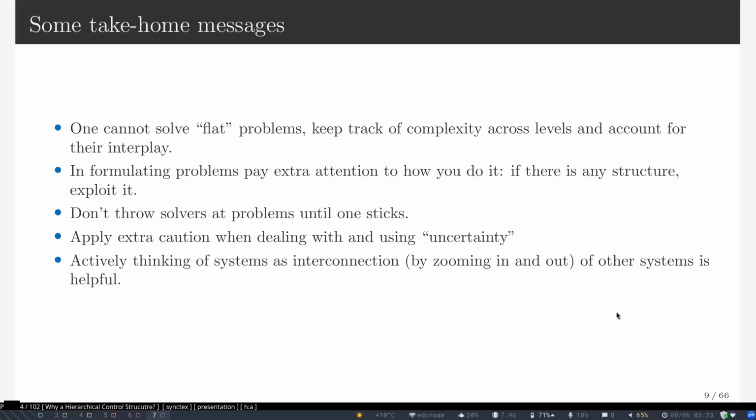This is particularly for students: don't throw solvers at problems until one sticks. And whenever you use the term uncertainty, be a bit careful about what you mean by it exactly, because again, it's a catch-all phrase that people just use. And thinking of systems as interconnections, through zooming in and zooming out, is helpful. Sometimes if you look at it from a bird's-eye view, you might observe things differently than when you focus super hard on one component of the system.